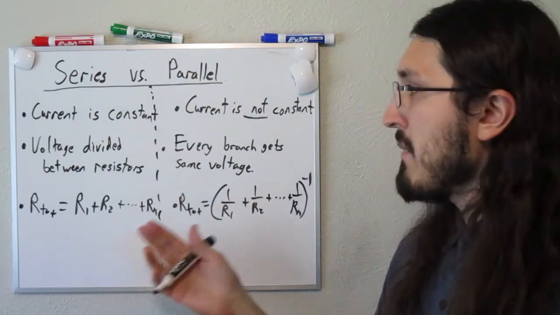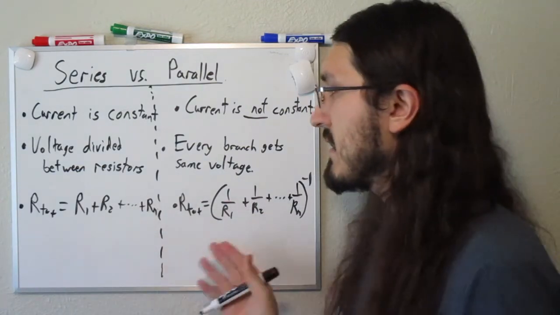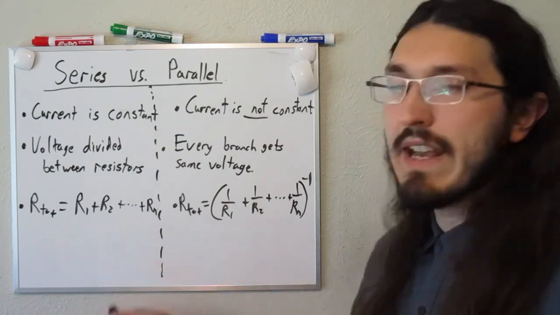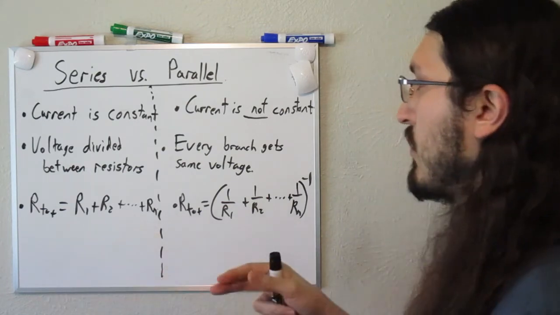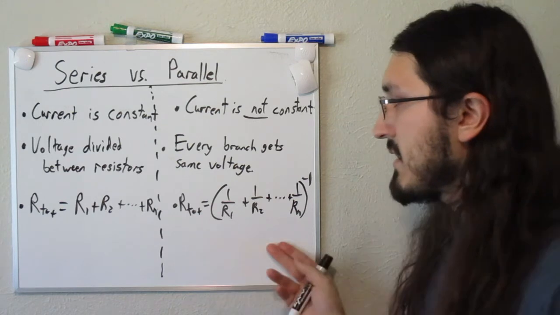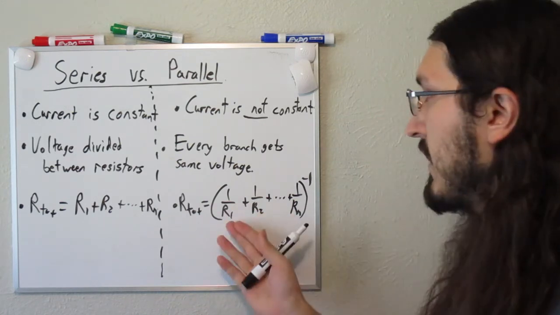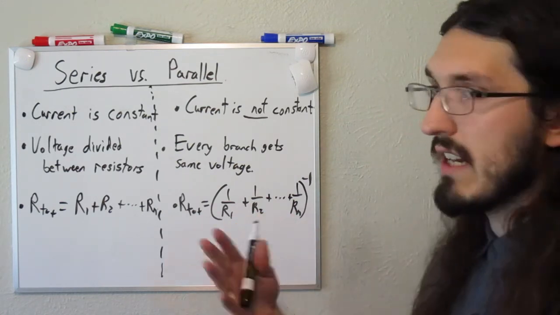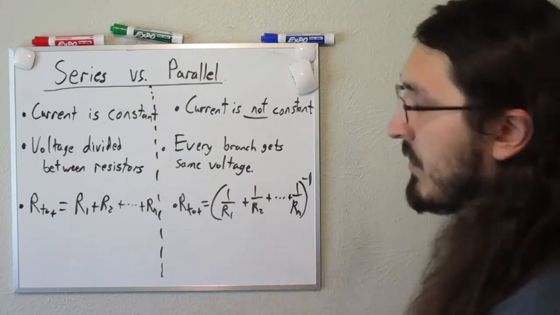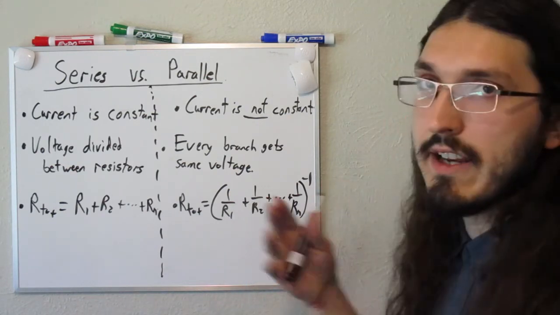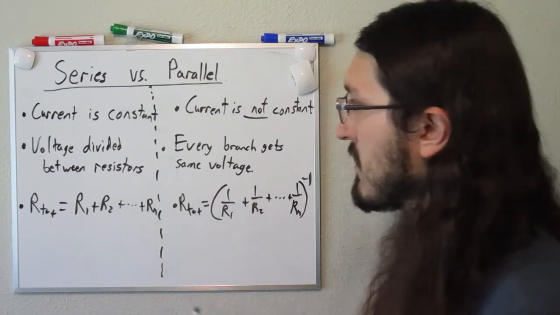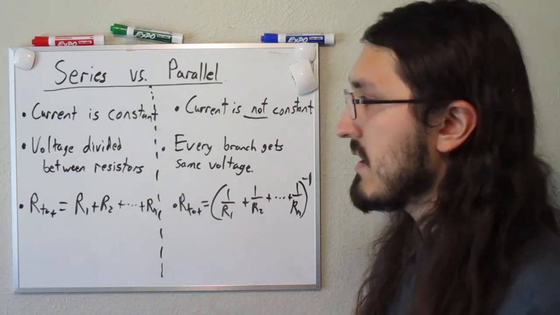The last comparison I want to make is how to calculate the total resistance. For a series circuit, you just add up the resistances for each resistor, while in a parallel circuit, you use this equation where you add the inverse values of the resistances, or 1 divided by the resistance value. You put that sum in parentheses and then take the negative first exponent. These resistance values give the total resistance, which is the resistance of the entire circuit.